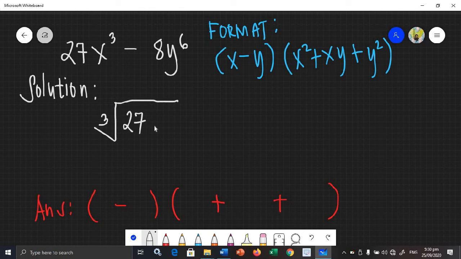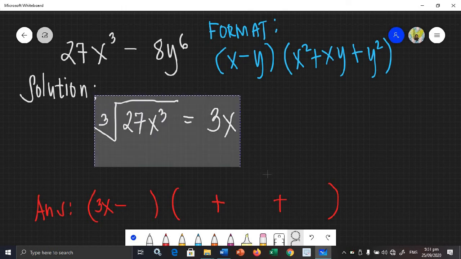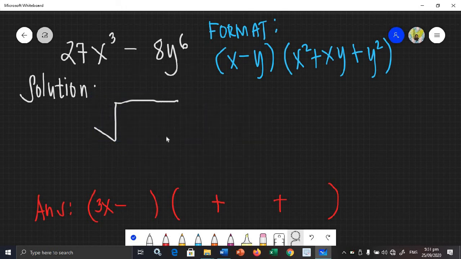Okay? So first, yung first term muna, yung kunin natin yung cube root. So 27x cubed. Ano yung cube root ni 27? That is 3. Cube root of x cubed, that is x. Therefore, the first term here is 3x. Okay? And then, how about the second term in the binomial? Second term sa binomial will be based on the cube root of the second term here in the given.